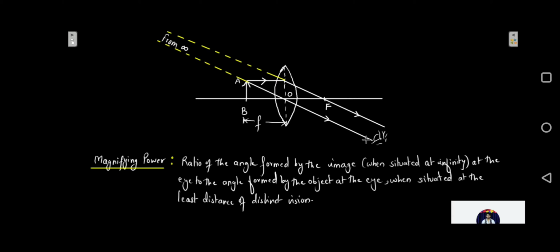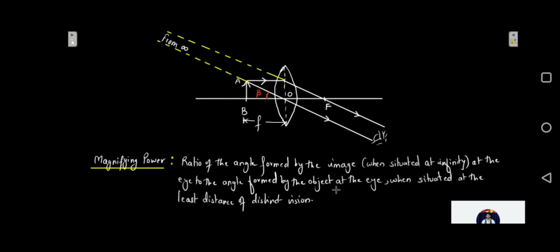So here we are going to use the same assumption that as the eye is held very close to the lens, the angle subtended by the lens may be taken as the angle subtended by the eye. So the angle subtended by the lens to the image at infinity is going to be this angle. Let us take this angle as beta. So this becomes the numerator, the angle formed by the image at the eye, that is beta.